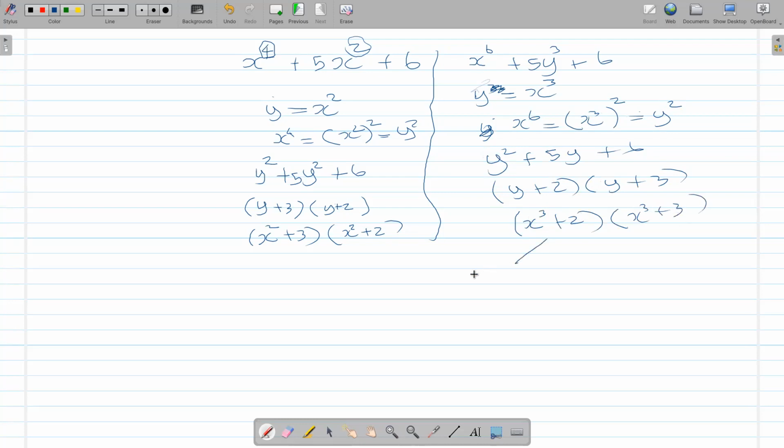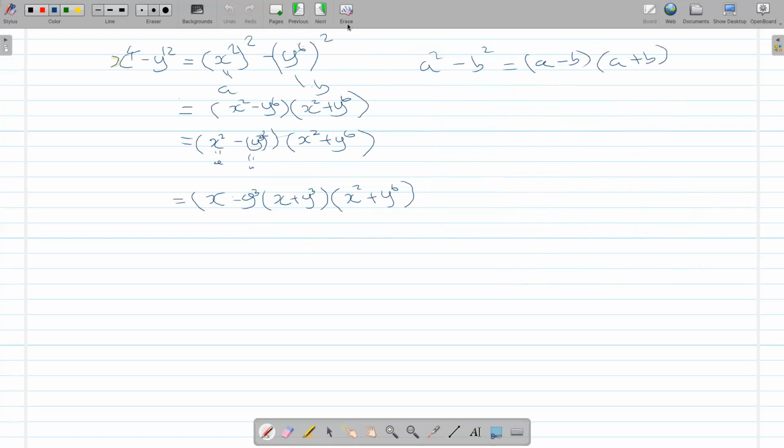Then here I can use the sum of cubes. Okay, I will not do that because I think you can do that. Oh, no, I cannot do sum of cubes because 2 and 3 are not cubes. 2 and 3 I cannot write as a cube. So I stop here.